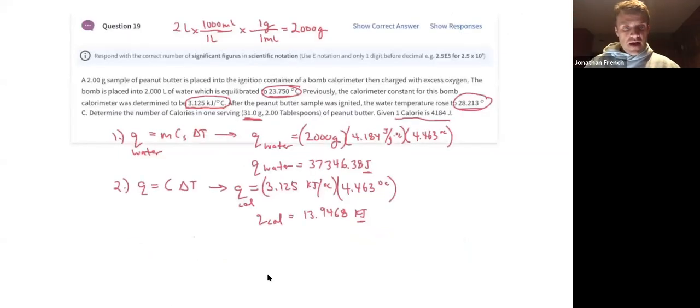So for the combustion reaction, we have to add these 2 energies together to get the total energy, and then we're going to relate that to the 2 grams of peanut butter it came from.